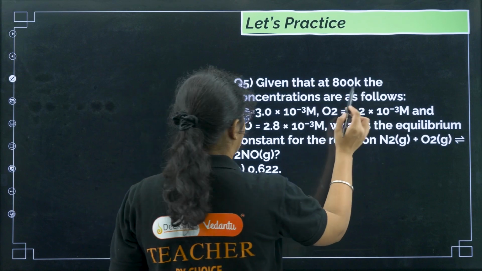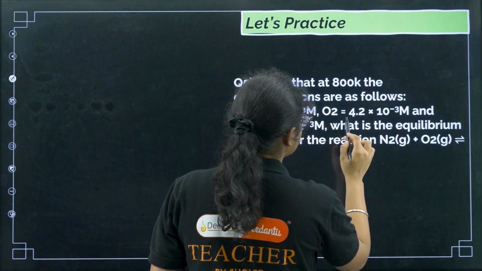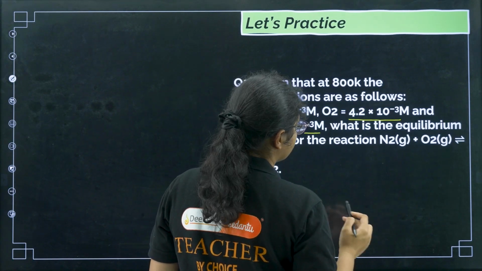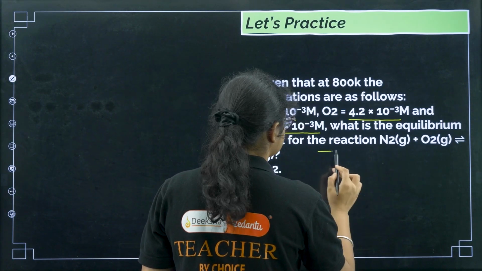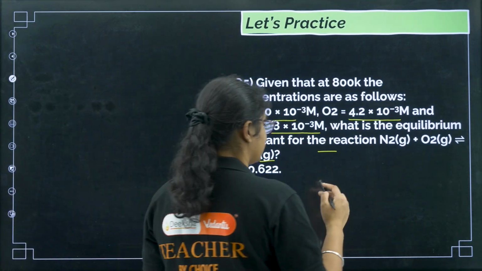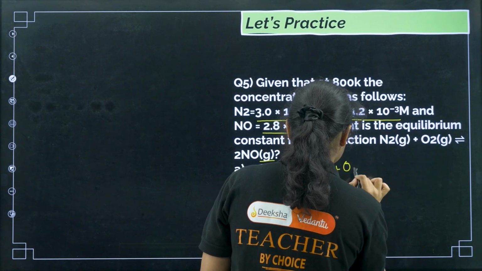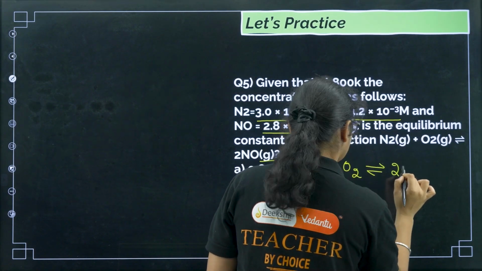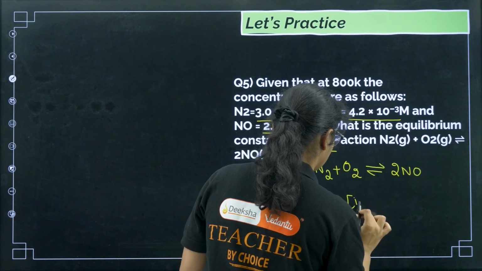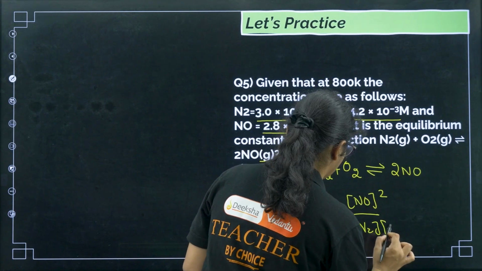Given that at 800 Kelvin, the concentrations are as follows: 3 into 10 to the power of minus 3, 4.2 into 10 to the power of minus 3, 2.8 into 10 to the power of minus 3. What is the equilibrium constant for the following reaction? I think this question I have done in the previous class also, but let us solve it once again. So the reaction is N2 plus O2 gives 2NO, right? So if I substitute the K value, it will be NO square divided by N2 and divided by O2.